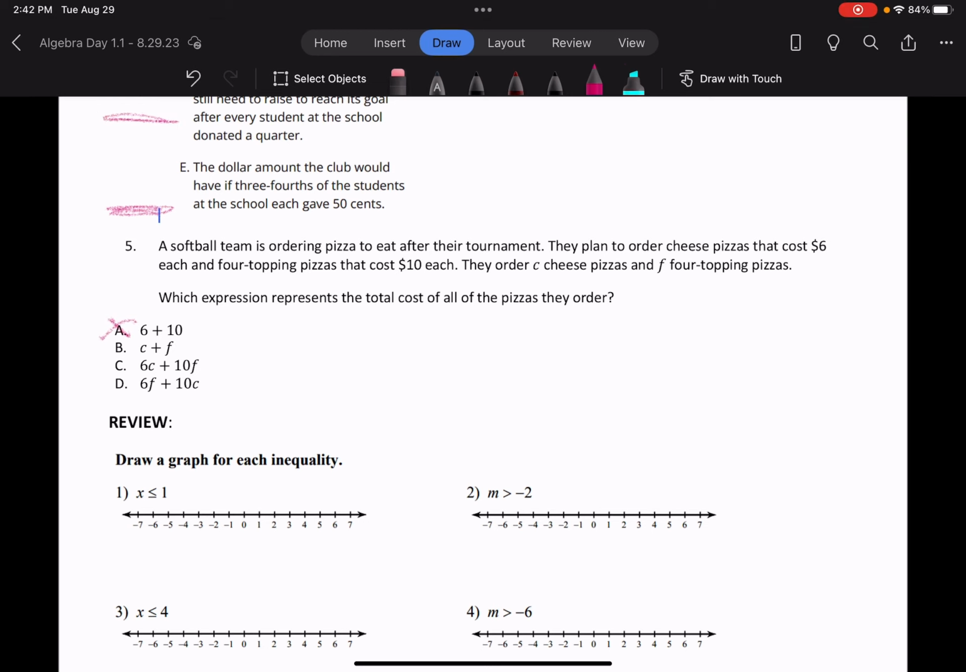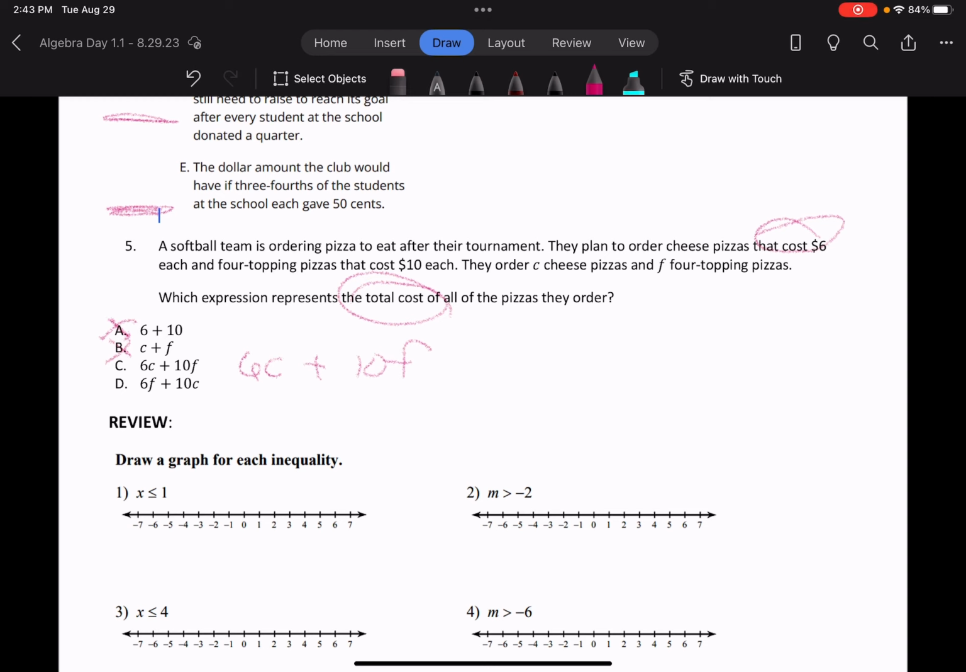C plus F would give us the number of cheese pizzas and the number of 4 topping pizzas, but it doesn't give us the cost, and we're asked for the total cost. 6C plus 10F tells us 6 times the number of cheese pizzas, and we know that cheese pizzas do cost $6, plus 10 times the number of 4 topping pizzas will give us how much that costs, and then if we add that together, we will have a total amount. That looks pretty promising. Let's look at D though.